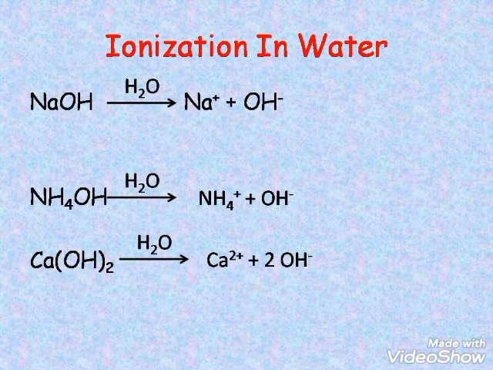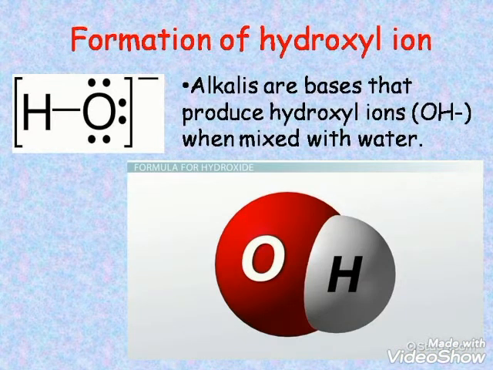Ionization in water: when we dissolve a base in water, it forms ions, which are generally the metallic cation, except for ammonia, and the hydroxyl ion. Here, when sodium hydroxide dissociates in water, it forms sodium ions and hydroxyl ion. Ammonium hydroxide forms ammonium ions and hydroxyl ions. Calcium hydroxide dissociates to form calcium ions and two hydroxyl ions. So generally, bases dissociate in water to form the respective cations and the hydroxyl ion.